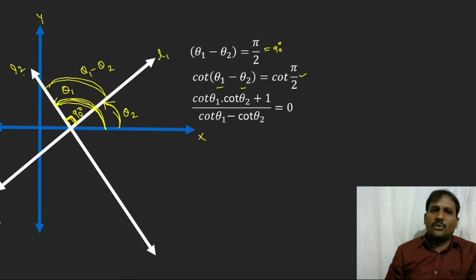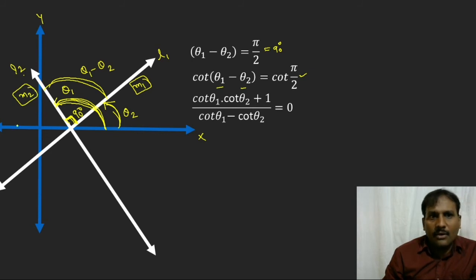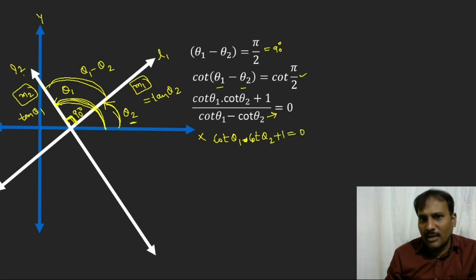to 0. So let us assume that the slope of this is M1 and the slope of this is M2. Okay. So now what is its value? M2 is tan theta 1 and M1 is tan theta 2 because it is making an angle theta 2 with the x-axis. Now send this denominator to the other side, it will become cot theta 1 into cot theta 2 plus 1 is equal to 0.